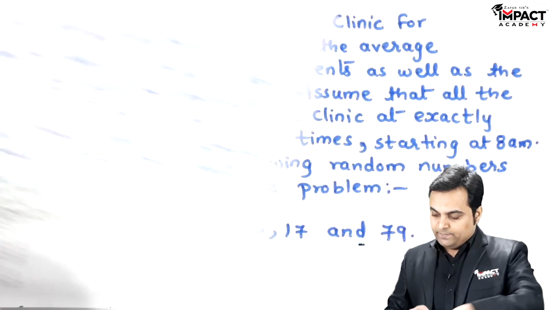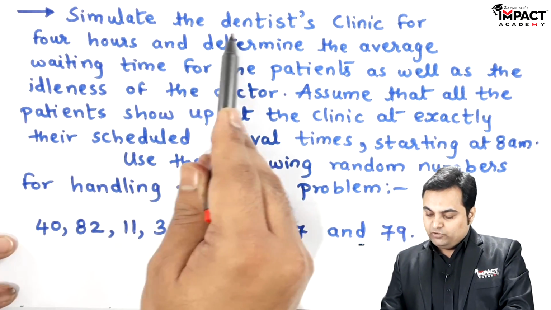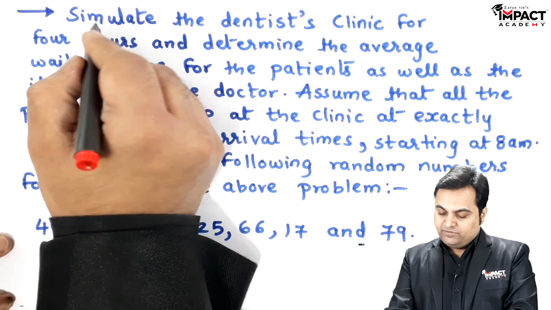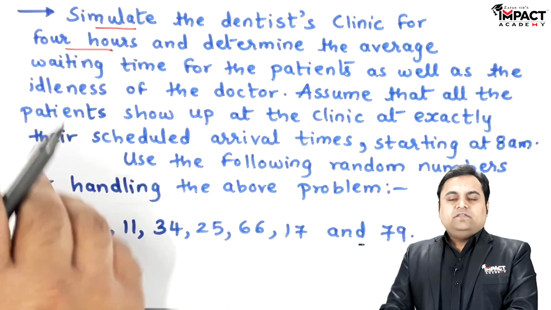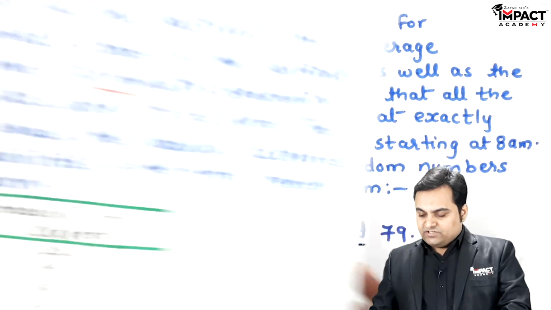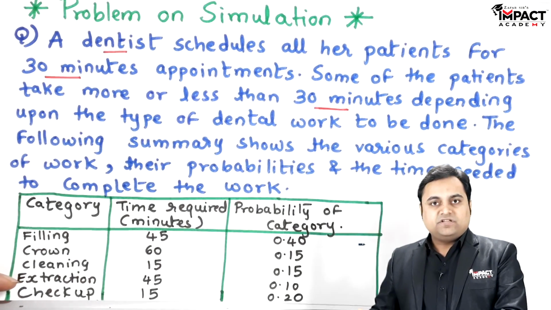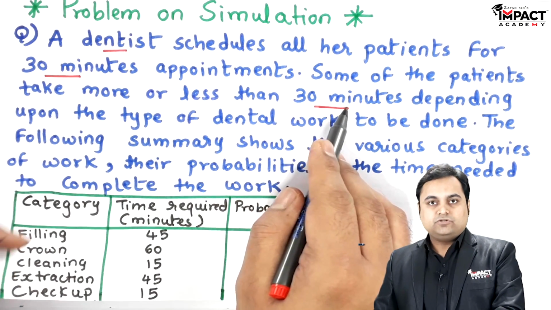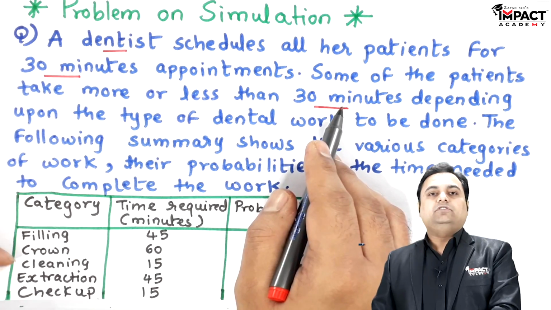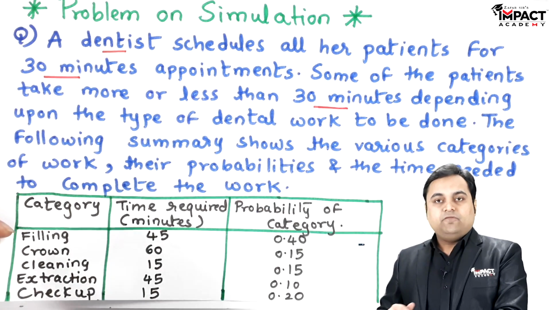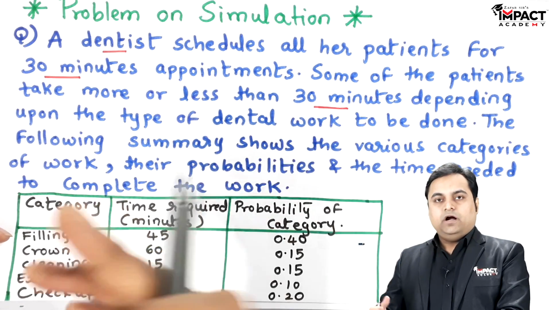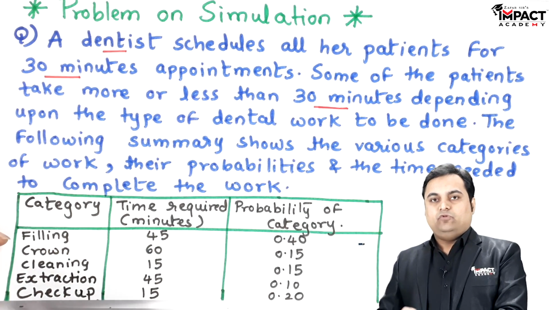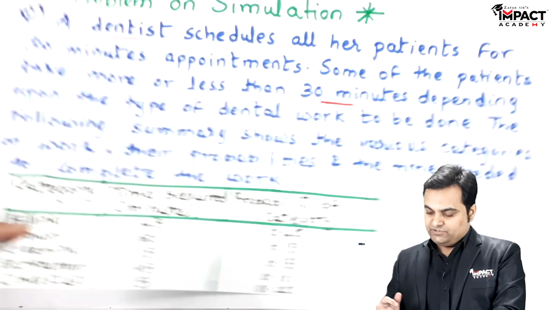Next, it is said to simulate the dentist clinic. So we have to simulate the problem for 4 hours. It is clearly mentioned that the dentist is giving appointments of 30 minutes. So we have to simulate the operation of that clinic for 4 hours. It means each patient would appear after 30 minutes, so in 4 hours there will be 8 patients.